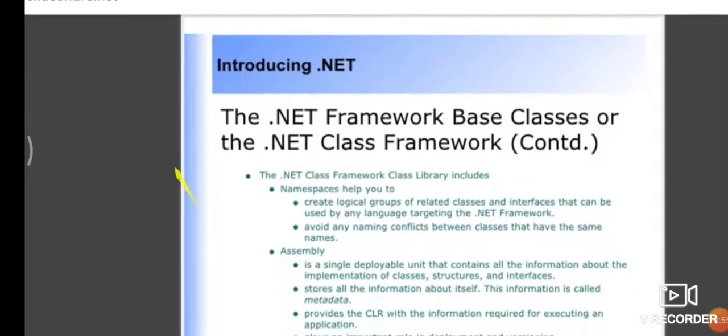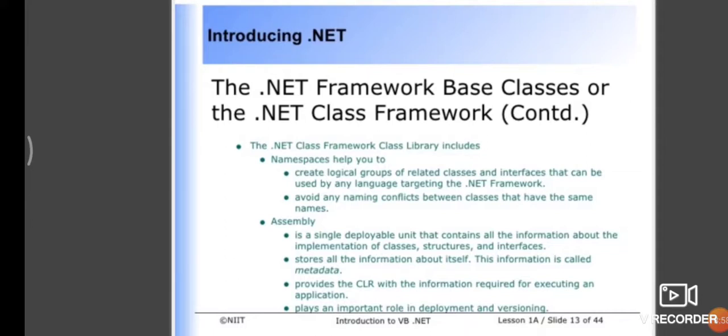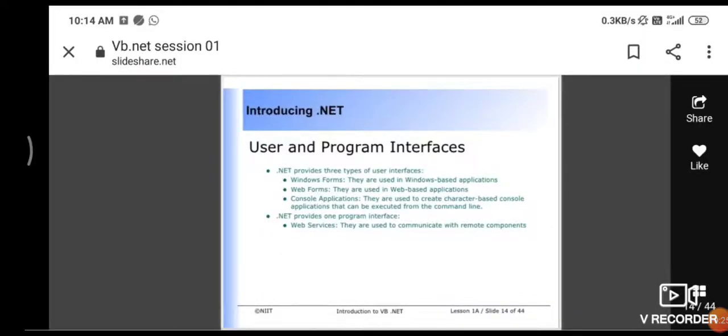So, .NET framework base classes continued. Here we can say the class library includes the namespace, which helps you to create logical groups of related classes and interfaces that can be used in any language targeting the .NET framework. Whether it is VB.NET or ASP.NET or C#.NET, whatever .NET framework language you are using, you can execute the same kind of class library and namespaces in all the programming languages. And assembly is not so important, so we move to the next topic.